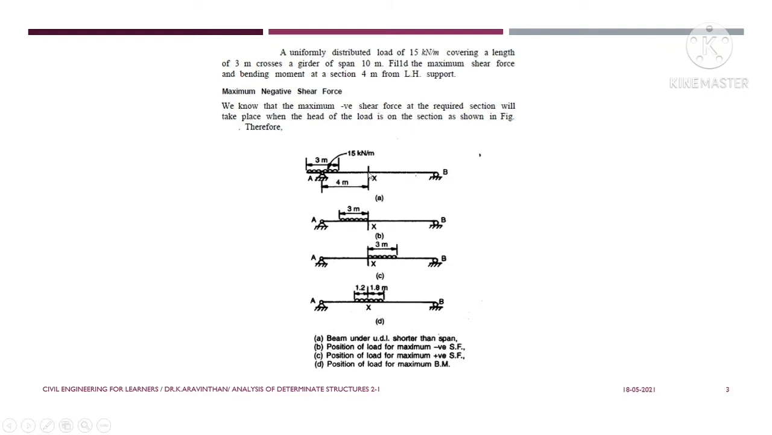Maximum bending moment and absolute maximum bending moment are different. If you take a point, if you find the bending moment at point X, it may not be maximum. If a load reaches a certain position, that is in the case of D, you can see that if the load reaches the point X with a particular distance, that is 1.2 and 1.8, how it is arrived, let us discuss. If it reaches a particular distance, then the maximum bending moment at X happens.